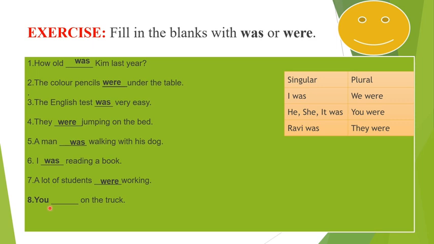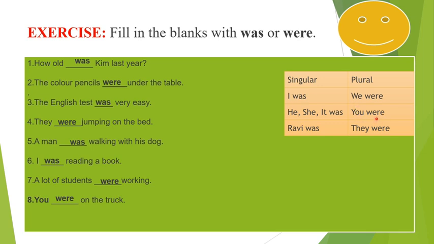You. You is second person plural. So what are we going to use here? You were on the truck. You were on the truck. So with you we use were. So you can see the table. With you we use were.